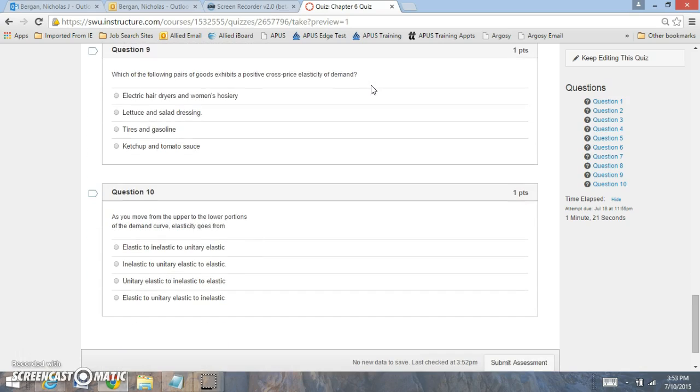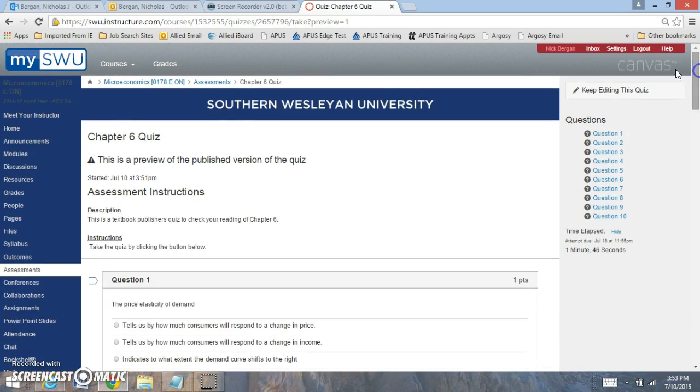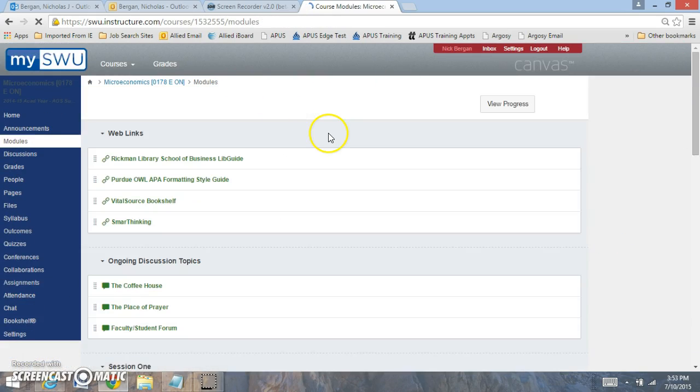Question 9, positive cross elasticity. The key to this is positive. So if it's positive, and we look at cross price elasticity, are we looking at substitutes or complements? Question 10, as you move from upper to lower portions of the demand curve, elasticity goes from what? So think of when you move from higher prices, consumers are going to be very sensitive, to lower prices, consumers are not going to be as sensitive.